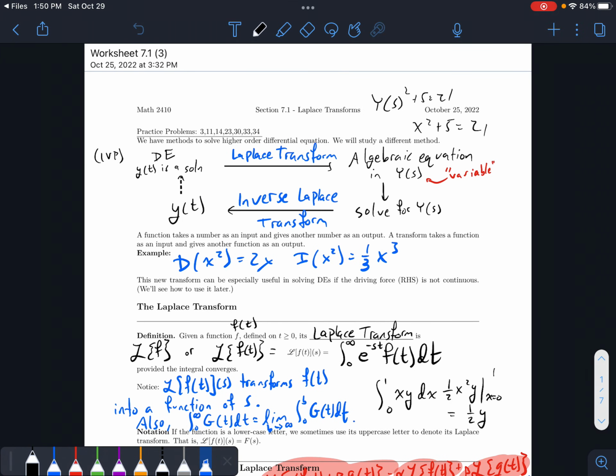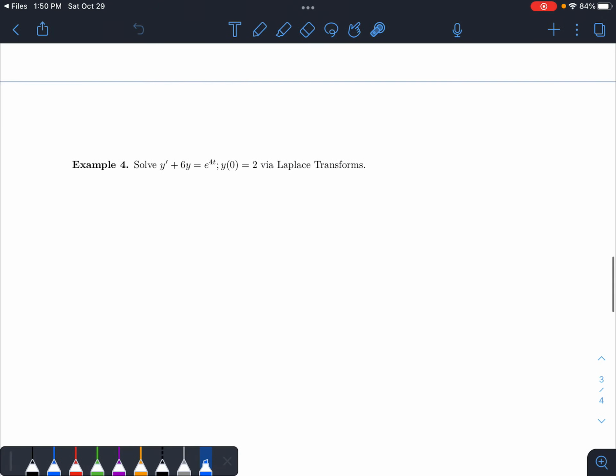Again, the method that we are going to do, if I go back to the previous worksheet: we start with a differential equation. We're looking for a solution y of t. You do a Laplace transform to the entire differential equation. We should get some algebraic equation where we solve for capital Y of s, and then once we solve for that, just do the inverse Laplace transform to get back to your original solution. So that's the big picture of what we're about to do.